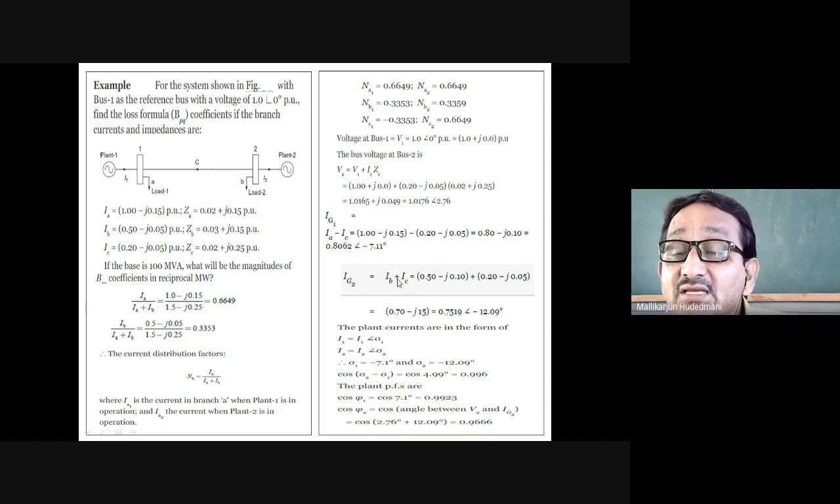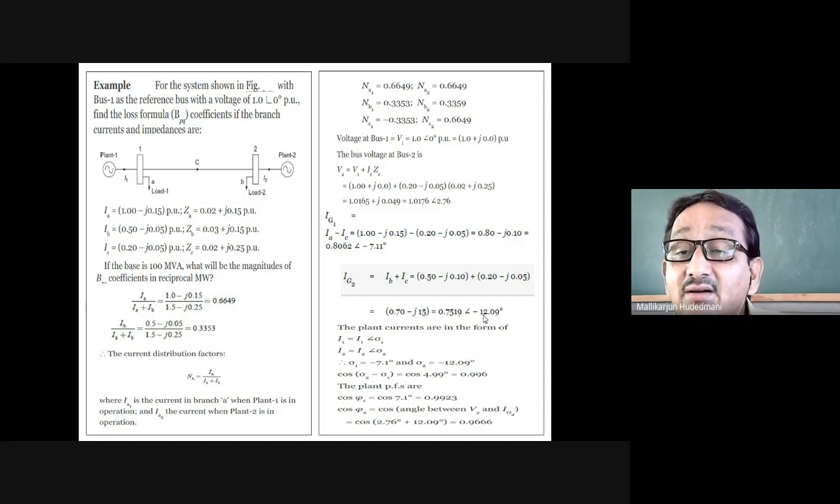So why am I getting these things? Why am I doing this? I require sigma 1 here and sigma 2 here. The angles associated with the currents of each bus are required. I require the power factor angle.